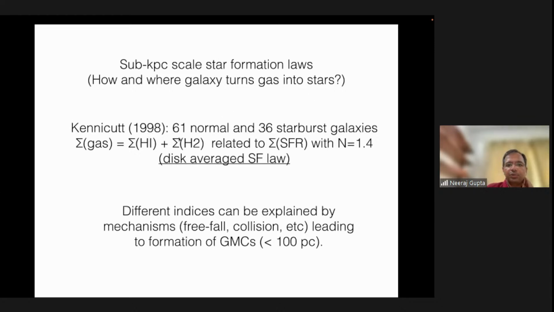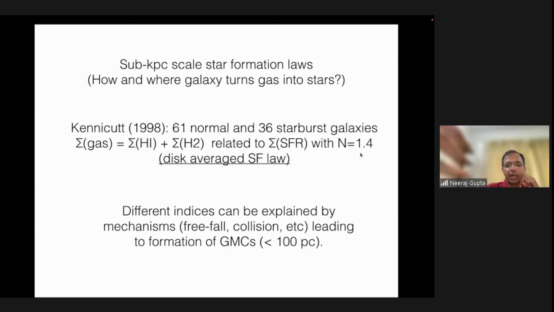So the question that we are asking is how and where galaxies turn gas into stars. So in 1998, Kennicutt used a sample of 61 normal and 36 starburst galaxies, and he came up with this relation which is known as the Kennicutt-Schmidt relation, and it provides a disk average because these observations did not resolve the galaxy disk. So this was an average star formation law. It found that the total gas and the star formation surface rate density are directly related to each other, and the slope turns out to be about 1.4.